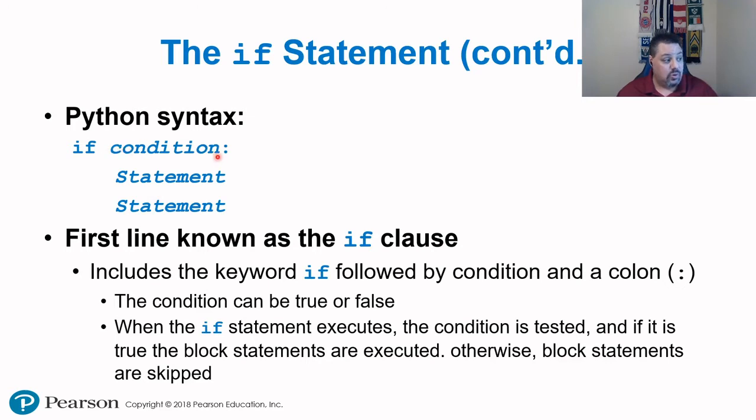So if cold outside, first statement would be wear a coat. Next statement might be wear a hat. These are kind of tabbed in. You see they're not in line with the if. They're moved in a little bit, and they're lined up with each other. That's how you know when we have a condition going on.